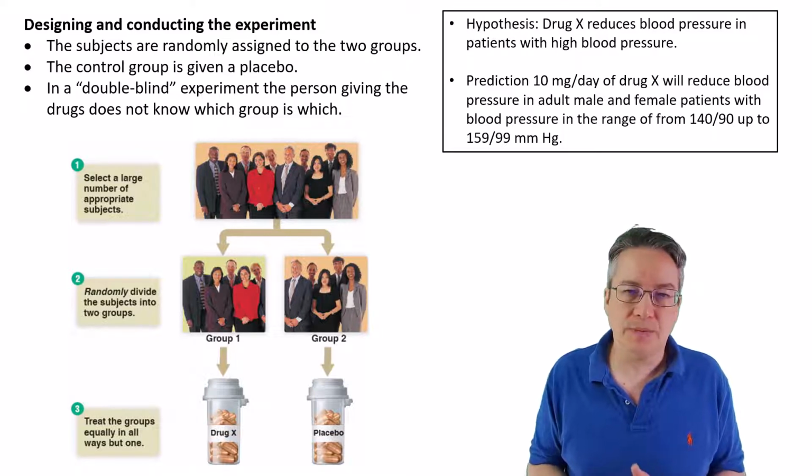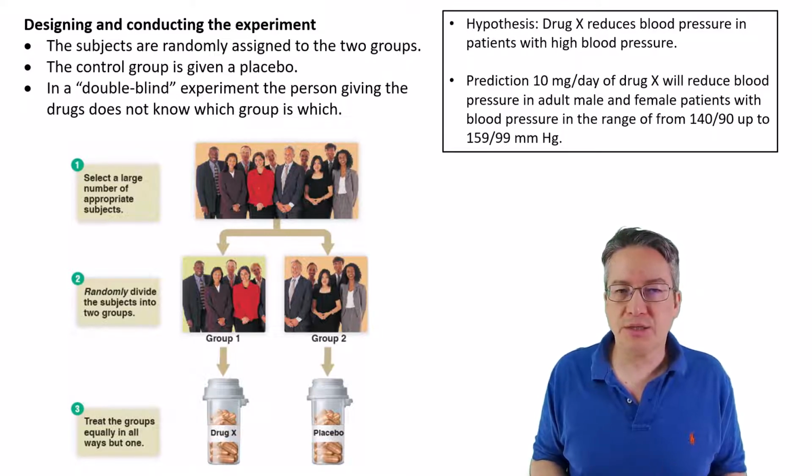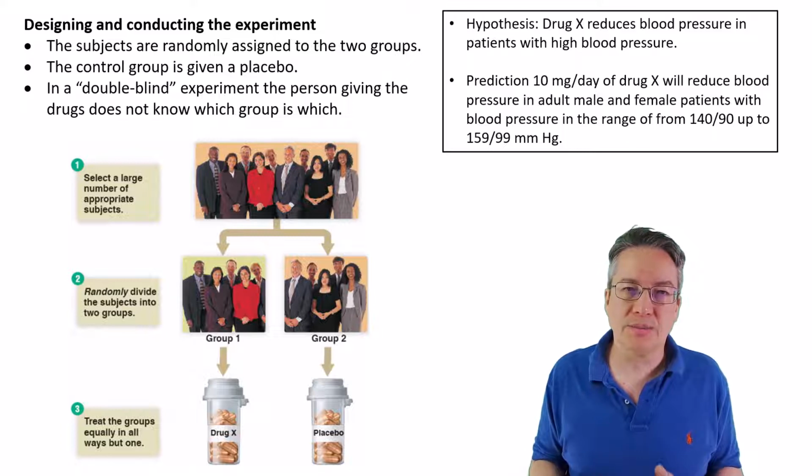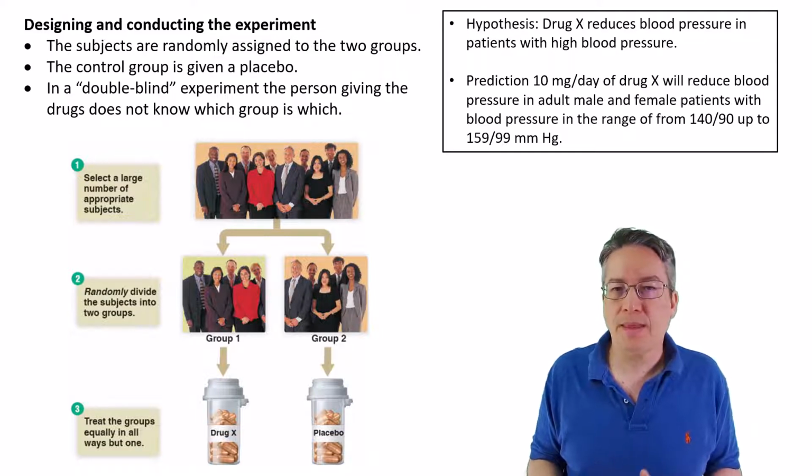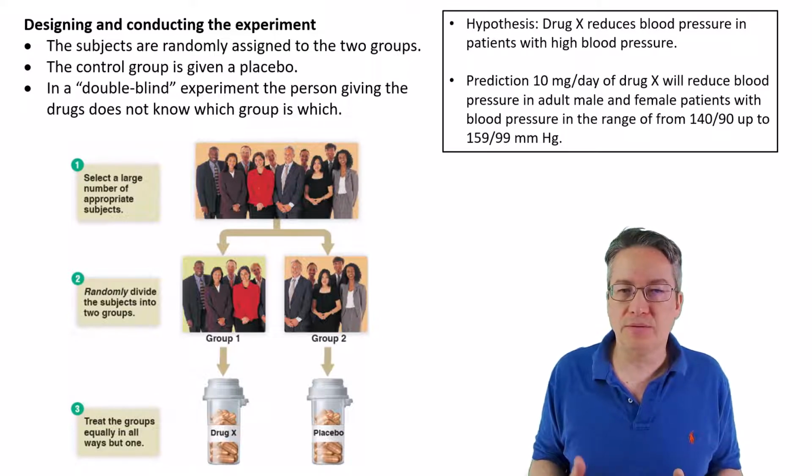blood pressure in adult male and female patients with blood pressure in the range of 140, which is the systolic pressure, that's the higher pressure, over 90. 90 is the diastolic pressure, that's the lower blood pressure. So you may recall that a normal blood pressure is about 120 over 80. So someone with 140 over 90 millimeters of mercury would actually have elevated blood pressure. So in other words, they have high blood pressure.